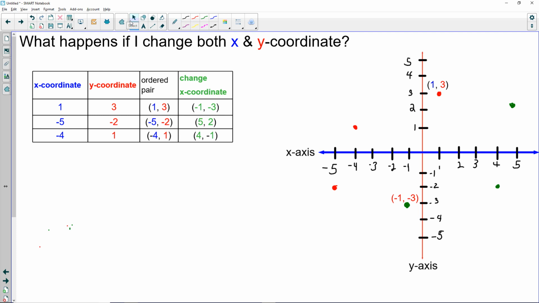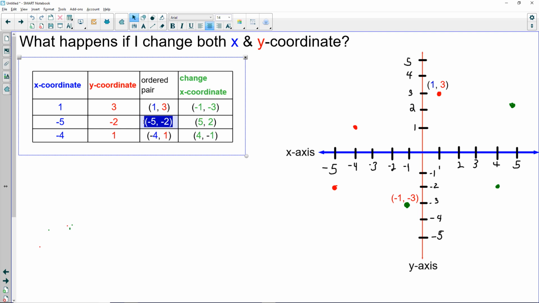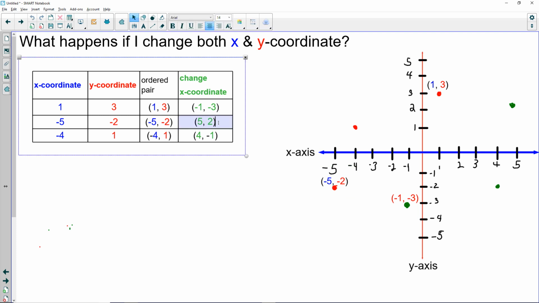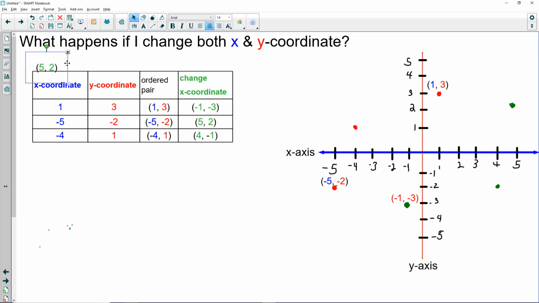So as you think about what was happening, guys, I'm going to go ahead and label each of the points, okay? So we've already labeled 1, 3, which is right here. -1, -3, which is right here. Now let's go ahead and show where -5, -2 is. -5, -2 is right here, okay? And then let's show where the change of both the coordinates happened, where we have 5, 2. 5, 2 is right here.